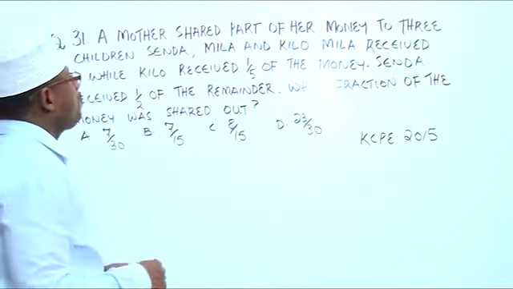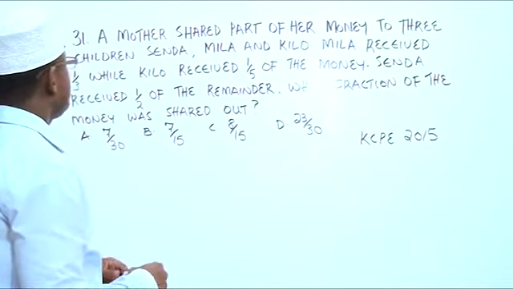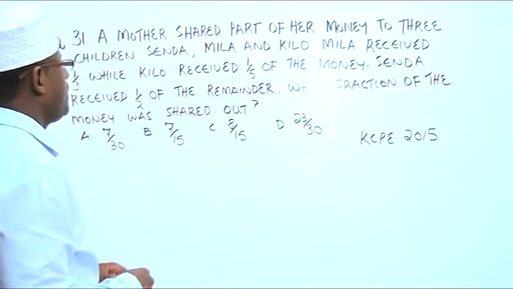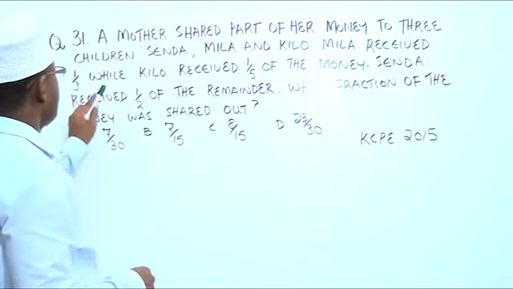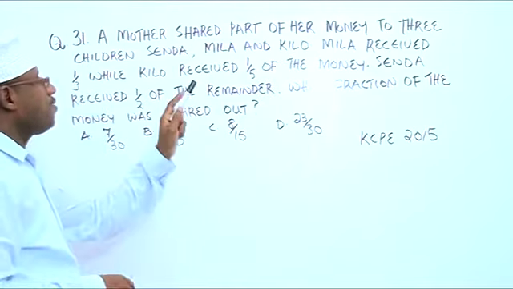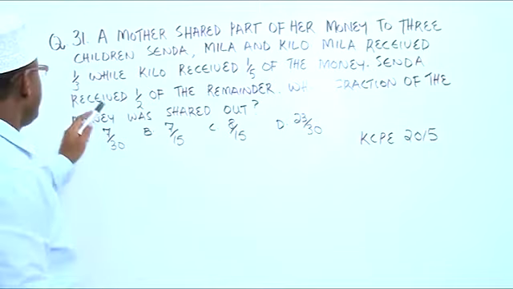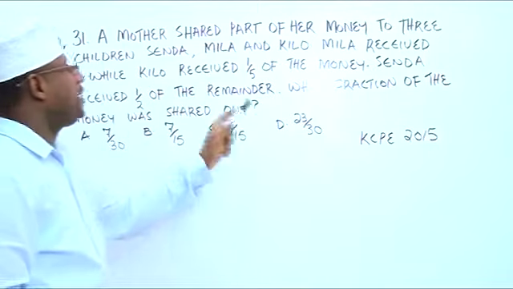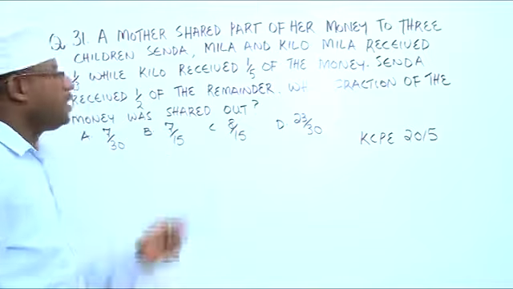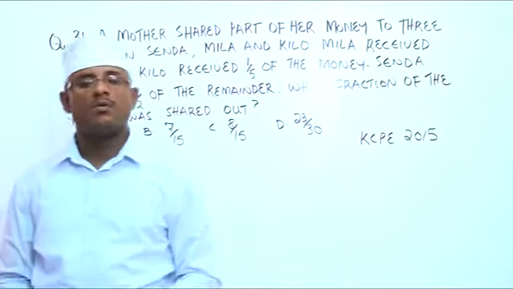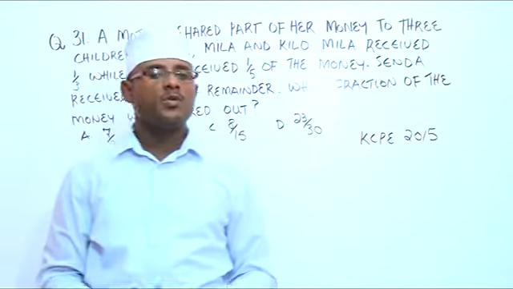A mother shared part of her money to 3 children, Senda, Mila, and Kilo. Mila received 1/3, while Kilo received 1/5 of the money. Senda received a half of the remainder. What fraction of the money was shared out?